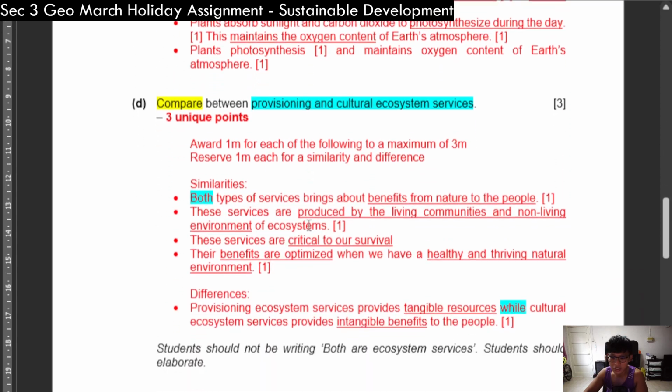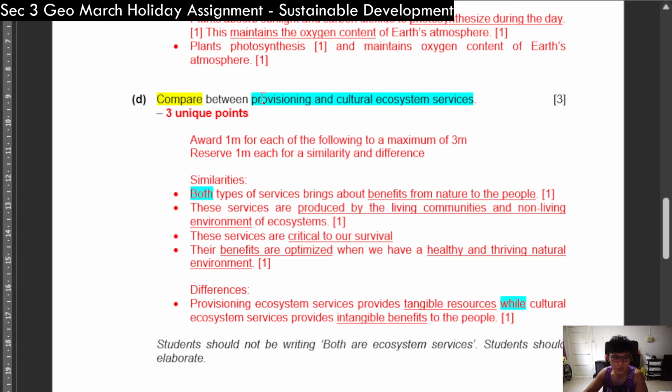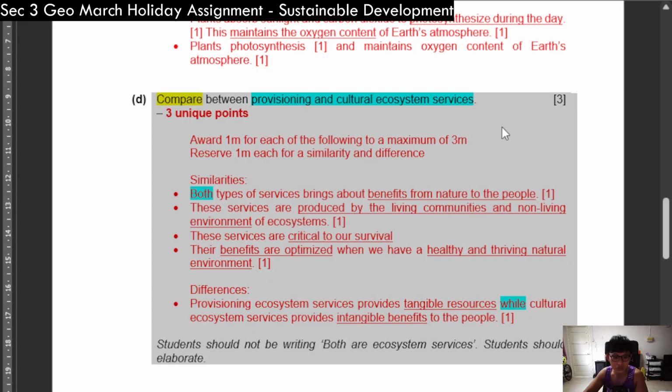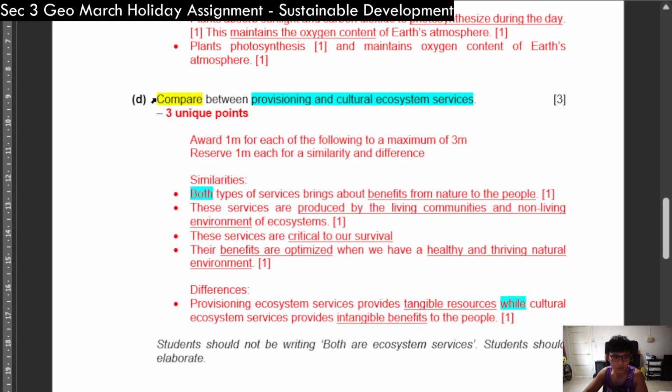Right, so question 4. Compare between provisioning and cultural ecosystem services. So what are these 2 points over here? Provisioning services, cultural services. It's a 3-mark question. You need to give 3 unique points. Also, when making a comparison, make sure you give a 1-to-1 comparison. So you need to say what is provisioning services, and then what it is like in cultural services as well.